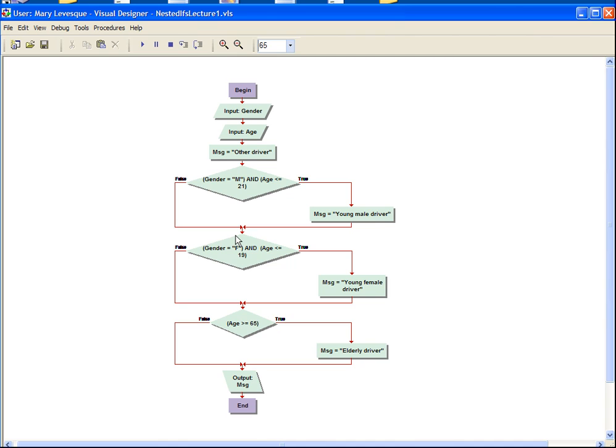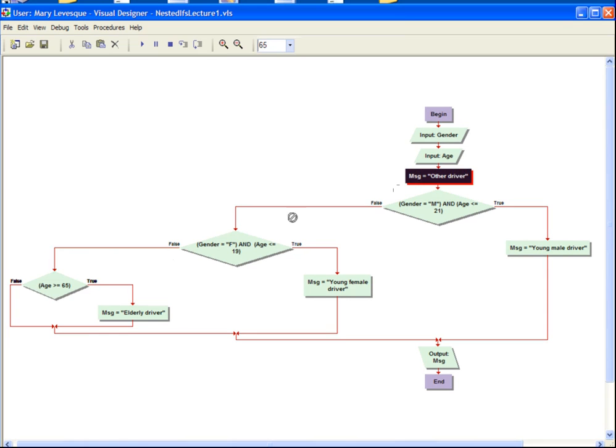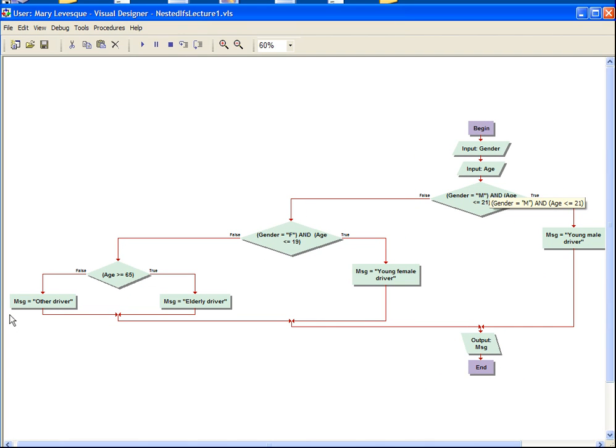It is far better to have what's called a nested if to check for this situation. I can achieve that easily by just dragging the ifs, the selection structures. There. This is much more accurate. If our first case happens to be true, that it's a 16-year-old male, we will initialize the message, exit out of the selection structure, and put out the output.